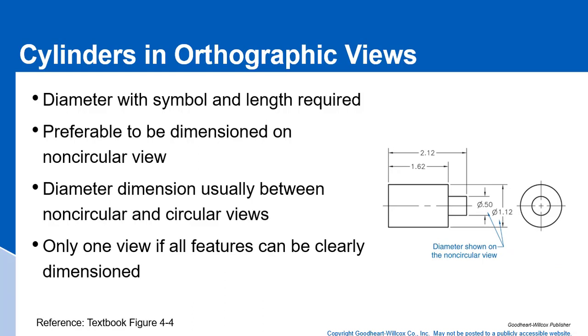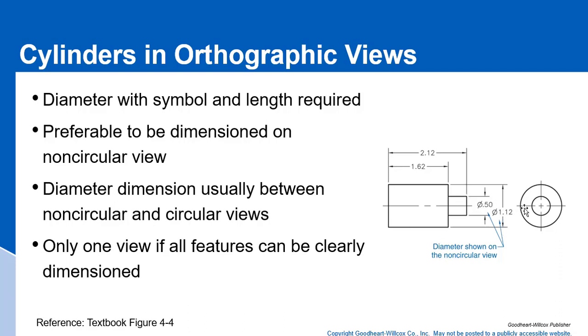Now if we're talking about orthographic views, here's how we dimension it. A diameter symbol with length required. Okay, so right here we've got a diameter symbol with length required, but it's preferable to dimension these on the non-circular view. See how that one is right there. Diameter dimension usually between non-circular and circular views.